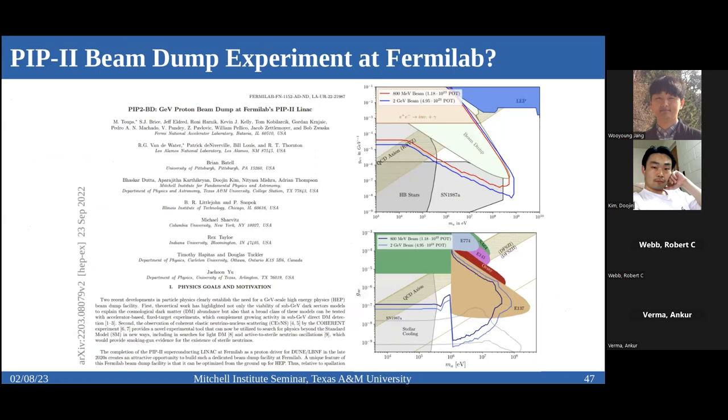And this is another story that I recently found, an interesting idea: we are going to use the beam dump. We are thinking about this experiment using this PIP-II accelerator. The idea is that we use this to accelerate, and also put some beam dump material in the beam axis, so that we will be able to expect similar benefits from the configuration. This is the expected ALP density and decay mode.